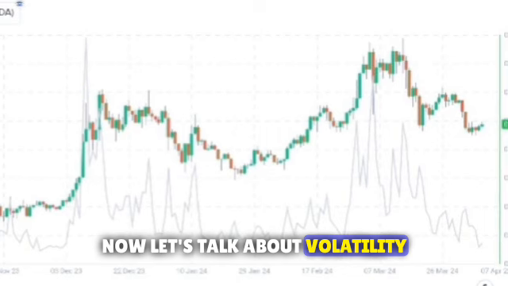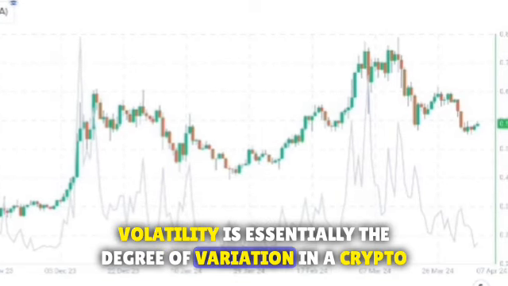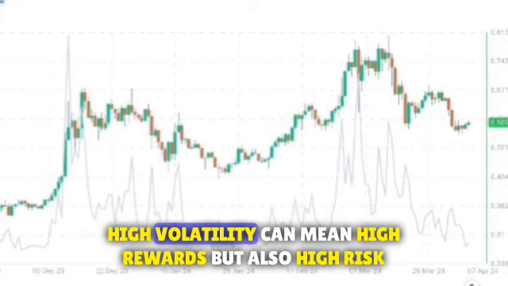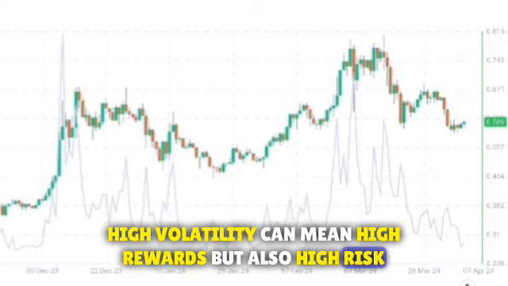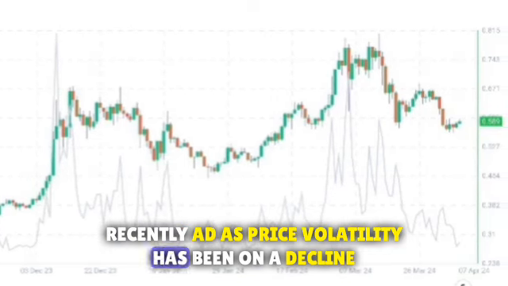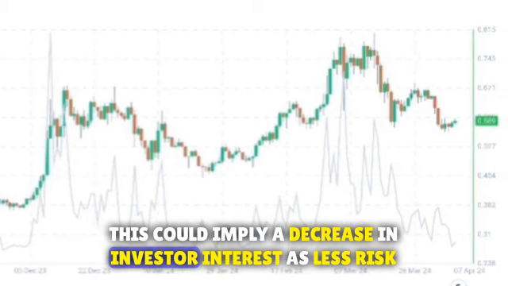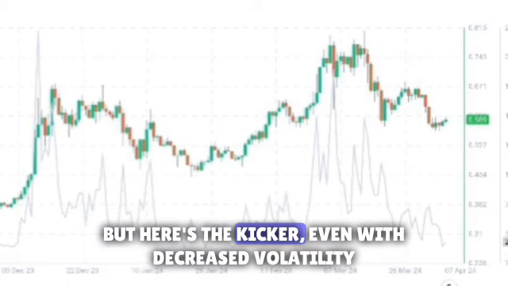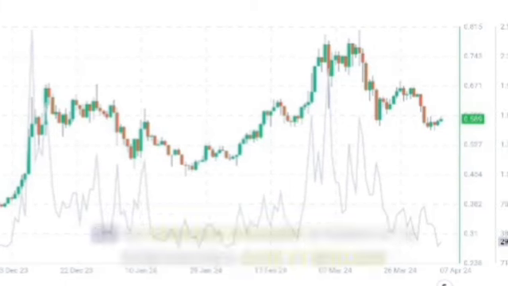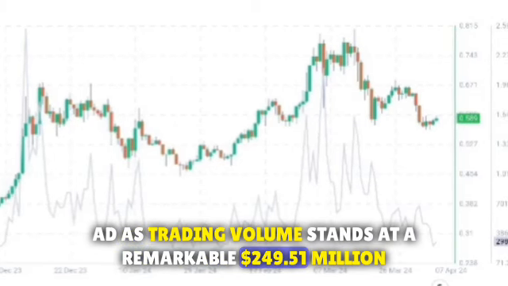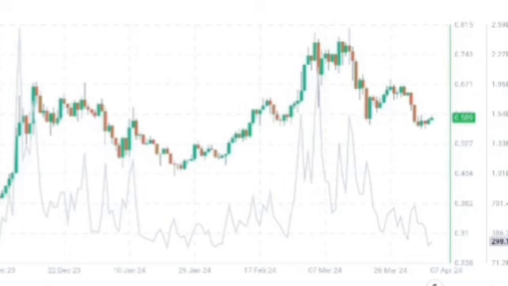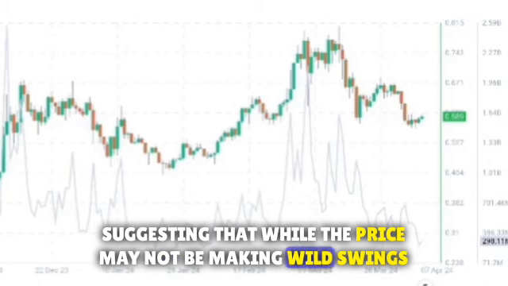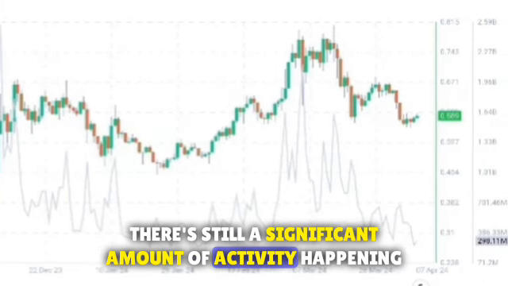Now let's talk about volatility. Volatility is essentially the degree of variation in a crypto's price. It's a measure of uncertainty or risk, and it's a double-edged sword. High volatility can mean high rewards, but also high risk. Recently, ADA's price volatility has been on a decline. This could imply a decrease in investor interest, as less risk often means less potential for rapid gains. But here's the kicker. Even with decreased volatility, ADA's trading volume stands at a remarkable $249.51 million. That's a substantial amount of ADA changing hands, suggesting that, while the price may not be making wild swings, there's still a significant amount of activity happening.